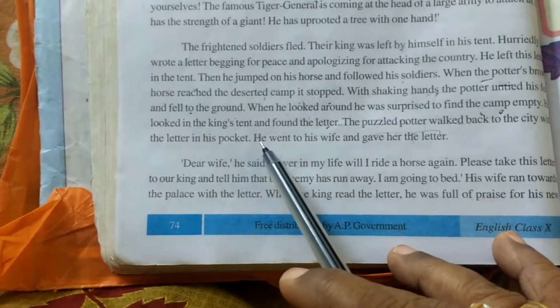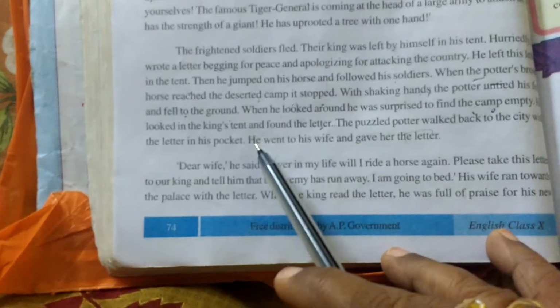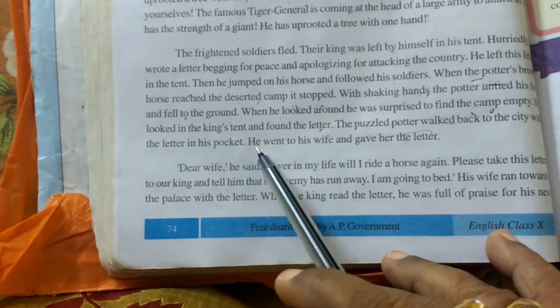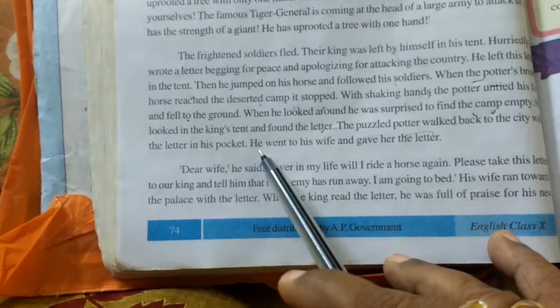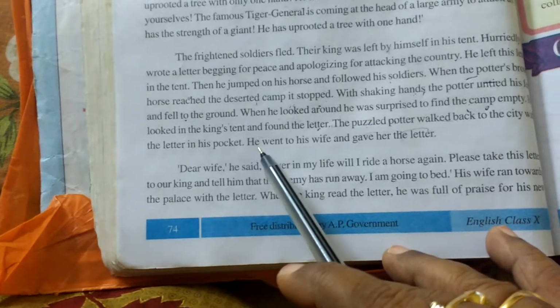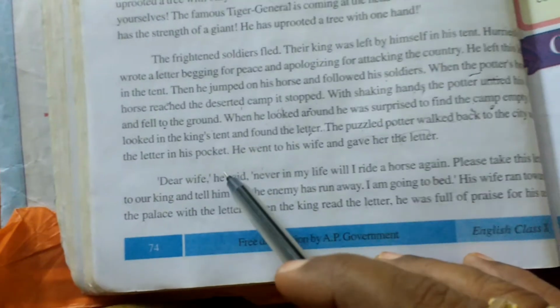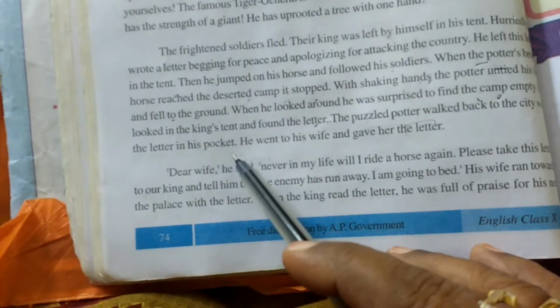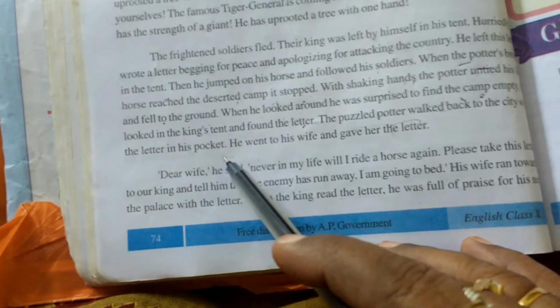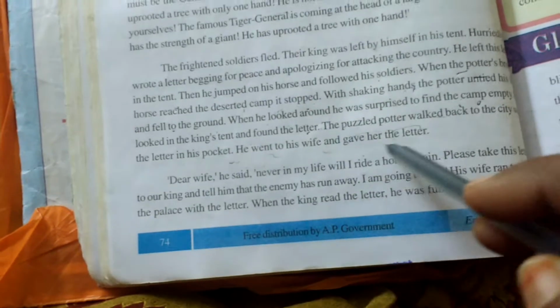He was puzzled, but he did not know what happened. Why did all go away? He couldn't understand. So, puzzled means in confusion, he had taken that letter and went to the king. He put the letter in the pocket. Where did he put the letter? In his pocket. He went to his wife and gave that letter.